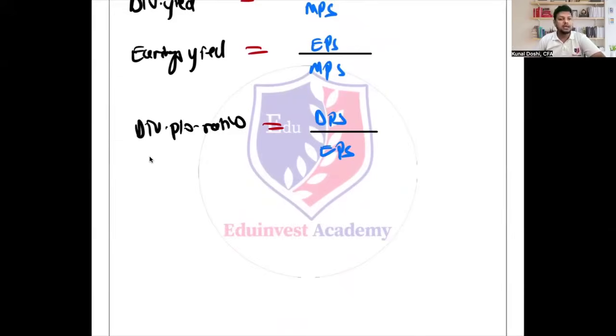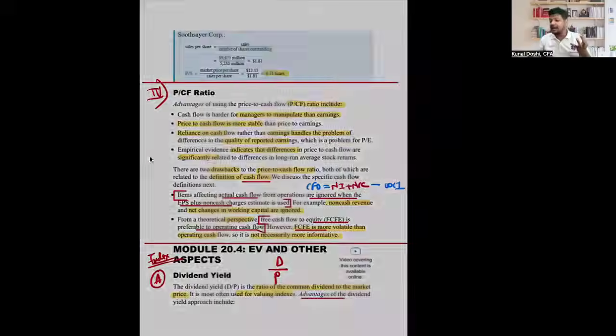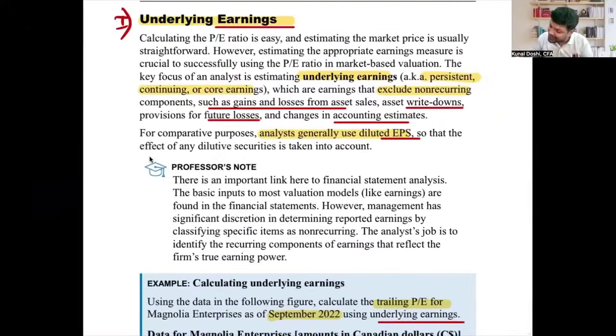Understood, everyone? Clear? Okay. Now we are going to highlight something called normalized earnings or underlying earnings. See, earnings are subject to manipulation. So we need to understand whether these earnings are sustainable or not. So anything which is non-recurring, for example, something non-operating like gain or loss on sale of assets, or any restructuring or impairment charges which are non-recurring, we need to exclude them.